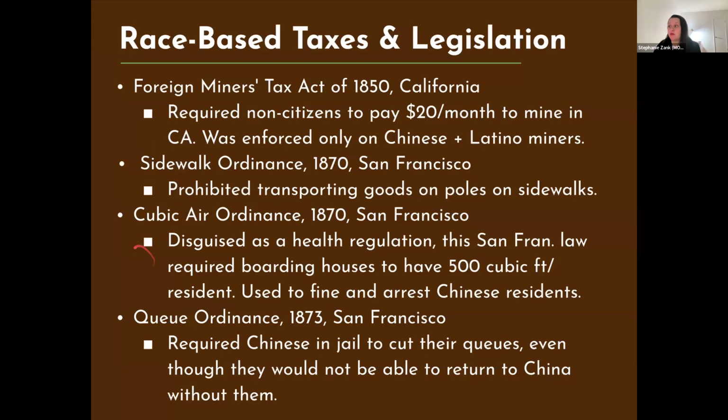Same kind of thing with the cubic air ordinance. They're saying in the city, oh, this is a health regulation. You have to have at least this much space for a resident. Well, the only people who are really getting fined or arrested for this are people who are Chinese. Everyone else is like, fine. So this is always kind of something to watch out for when we're looking at state legislation and local legislation. Not only what does it say on paper, but who is it getting targeted to?